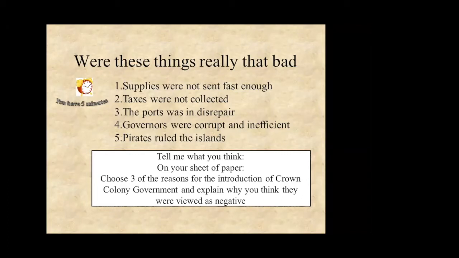Governors were corrupt and inefficient. That means their leaders were working along with pirates and people committing crimes. They were not doing their jobs appropriately. Would that be bad? Why? And number five, pirates ruled the islands. How would that negatively impact the government, the settlers, the island itself, its environment?